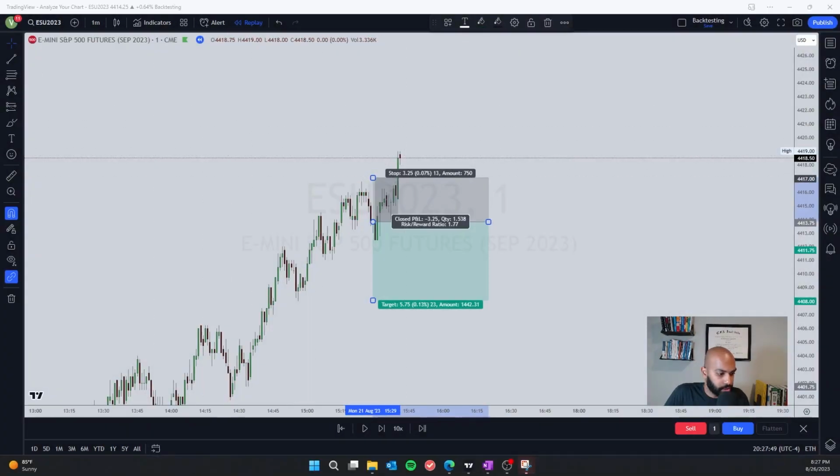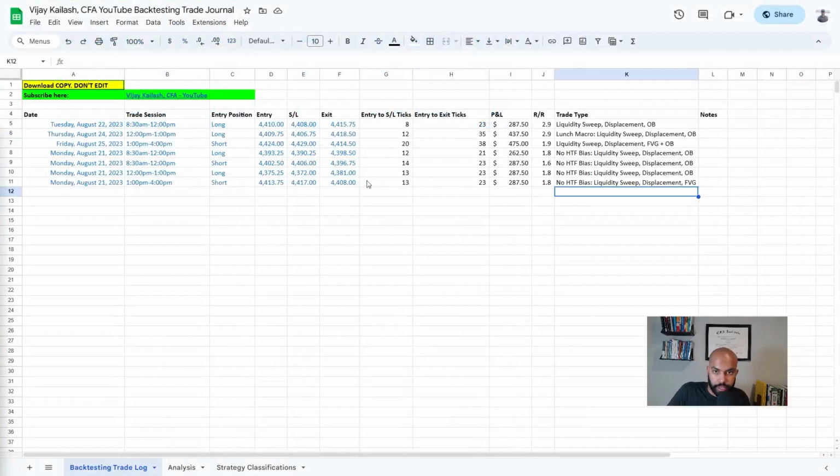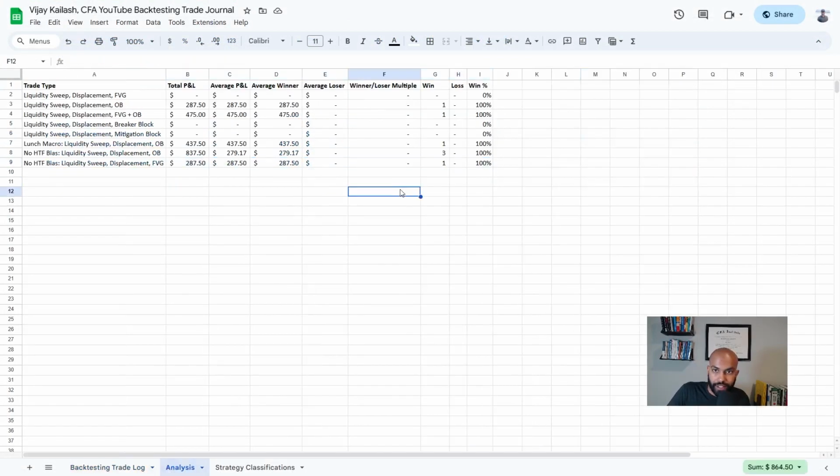So we screenshot this, trade 5, loss, screenshot. Okay, so right here we just type everything in. We change this to fair value gap so I can track that. And then here I realize it says win, even though it should be a loss. So there's an error in my code, so I'm gonna fix it really quick.